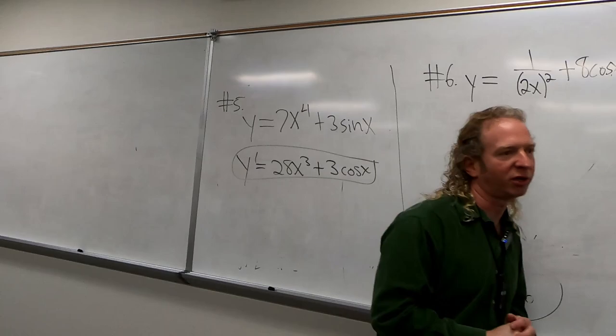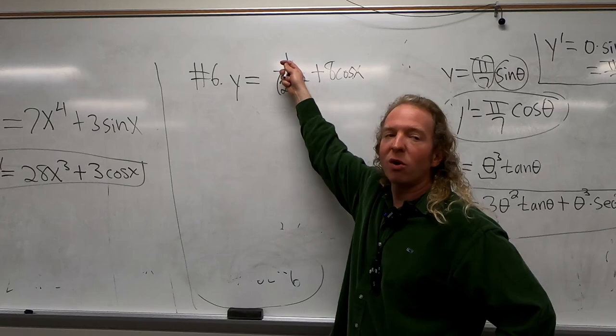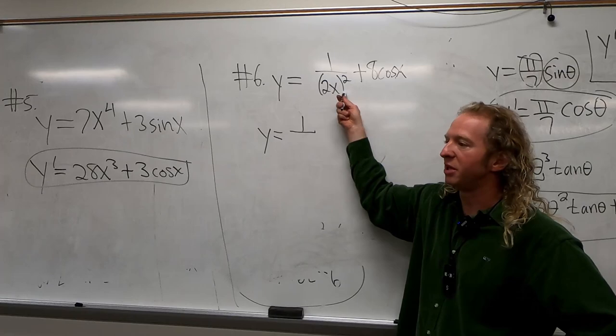So the thing is, you could use the quotient rule here if you wanted to, but generally, whenever you have a number here, you want to avoid the quotient rule, okay? We have a 1 here, so the trick is to rewrite this. The first step is you can just square each piece. So 2 squared is 4, and then x squared is x squared.